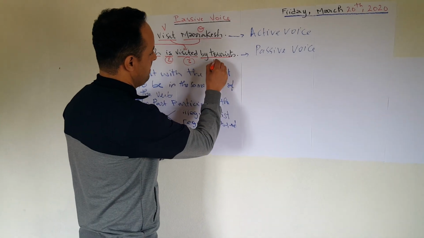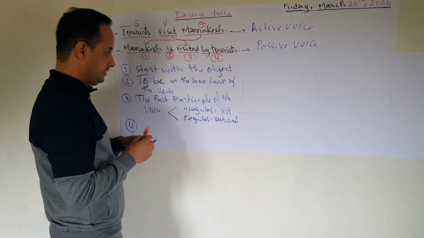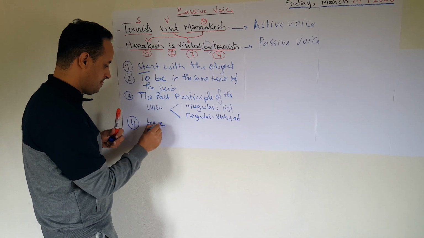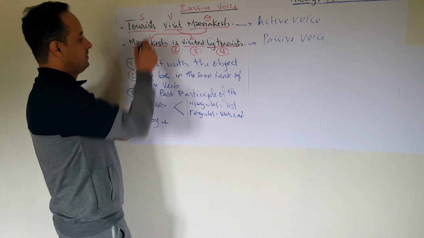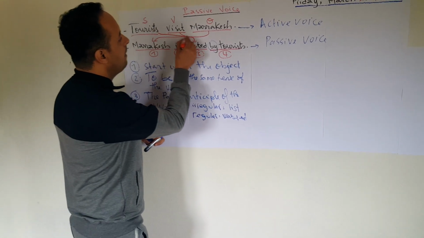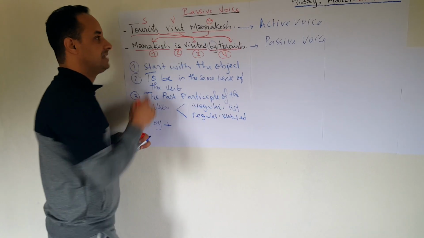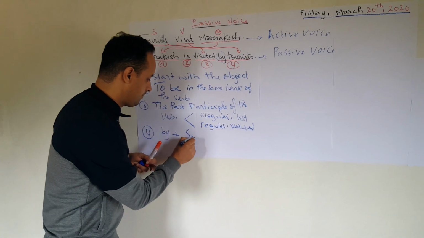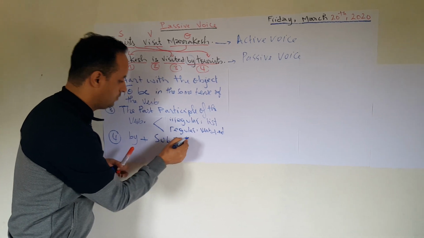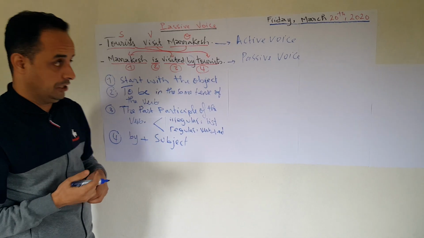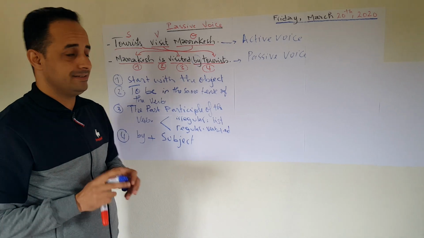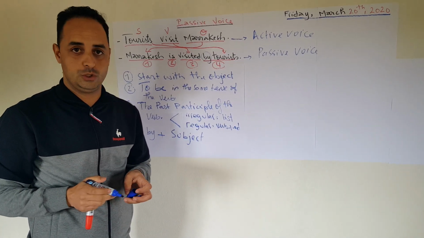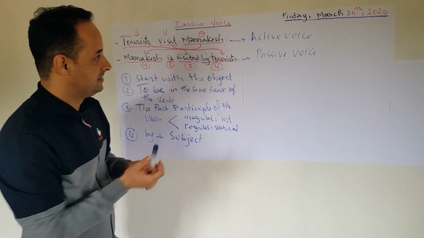is this. It's by plus the subject of the active voice sentence, which is called here the agent. So this is the lesson in brief. Now we'll go to the practice exercise.